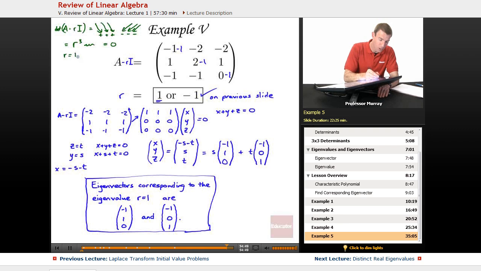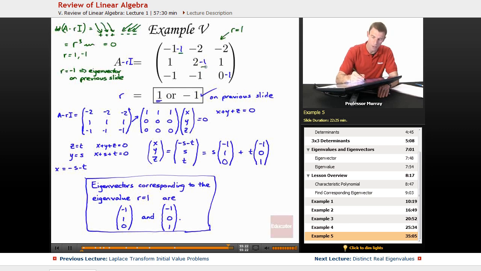We got r is equal to 1 or negative 1. And then on the previous slide, we plugged r equals negative 1 back in, and we found an eigenvector on the previous slide. So that one worked out okay. And then what we were doing here is we were finding our eigenvectors for r equals 1. So we're plugging in r equals 1 into A minus rI here. So we subtract 1 down the main diagonal. That gives us this matrix.